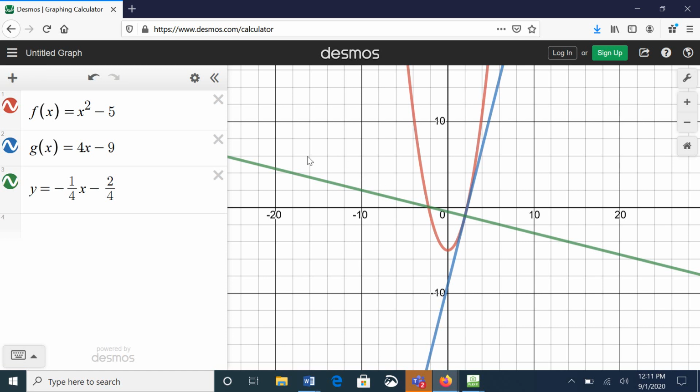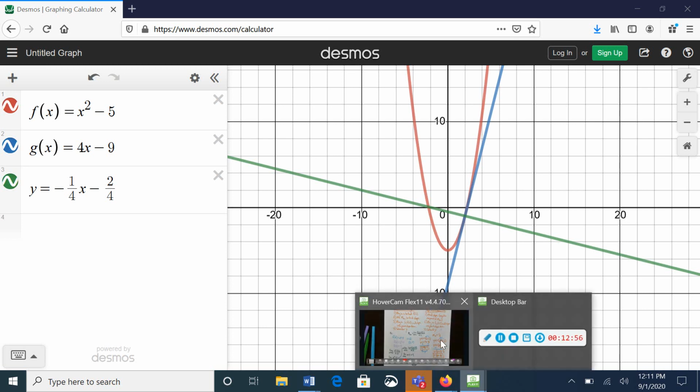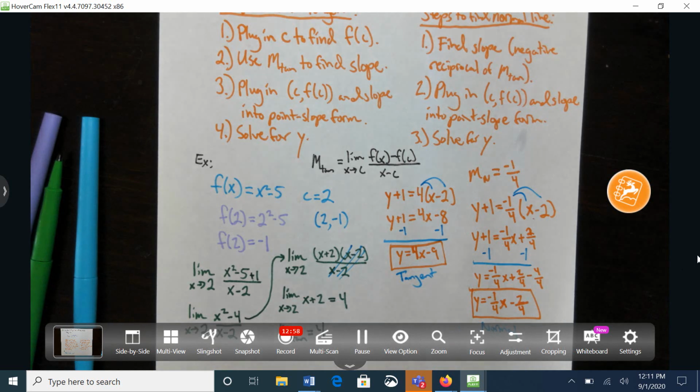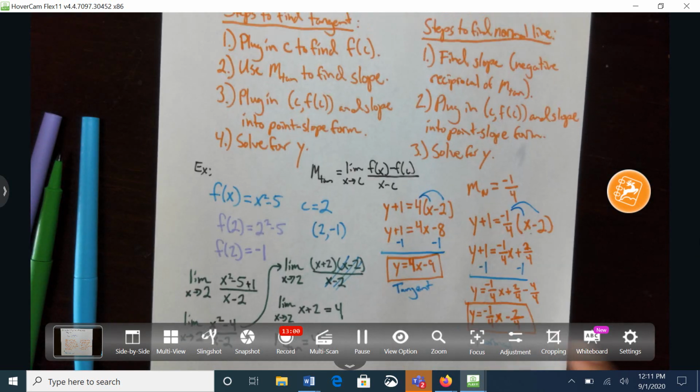So let's go over a couple more examples from the worksheet. And again, I'm not going to make you guys do this worksheet. We're just going to do it together. Okay? Change of plans, right?